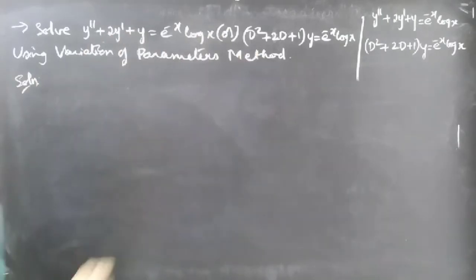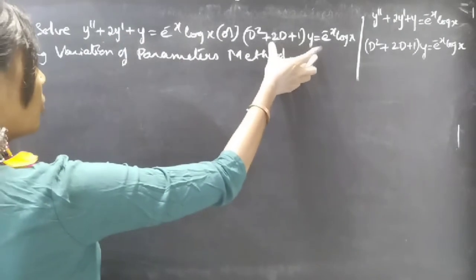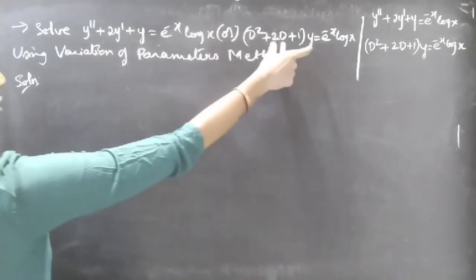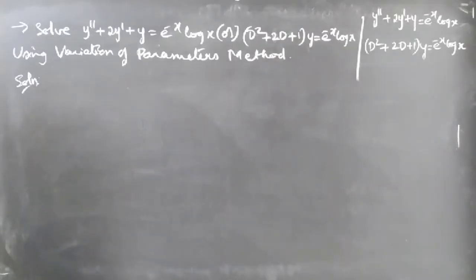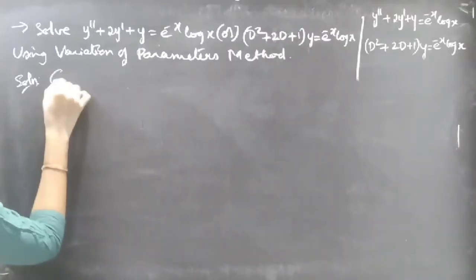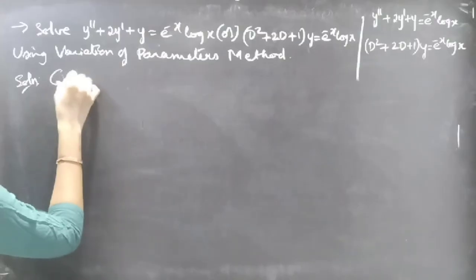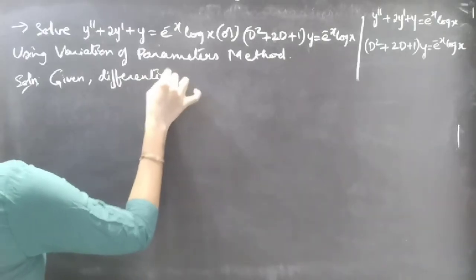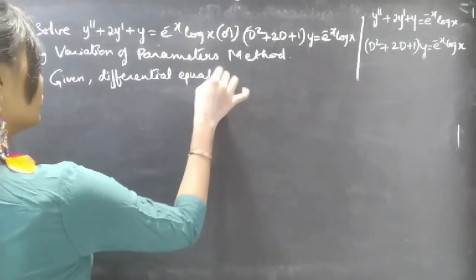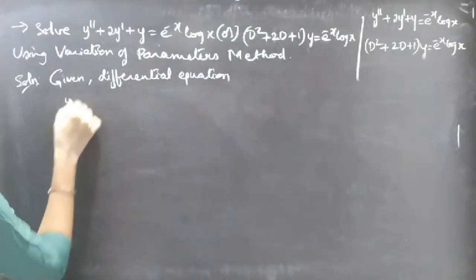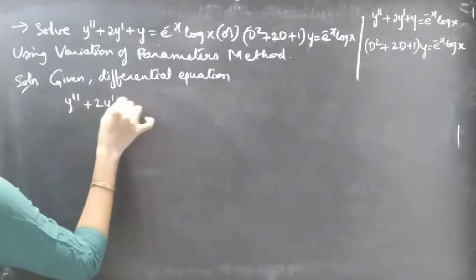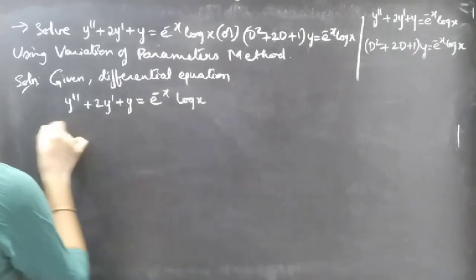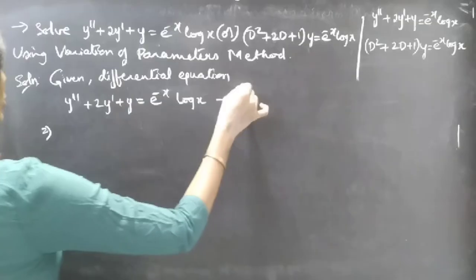See, both the equations are same. This is in operator form. The first equation in operator form is D square plus 2D plus 1 into y equal to e power minus x log x. So let's see. Given differential equation, y double dash plus 2y dash plus y equal to e power minus x log x. Consider as equation number 1.